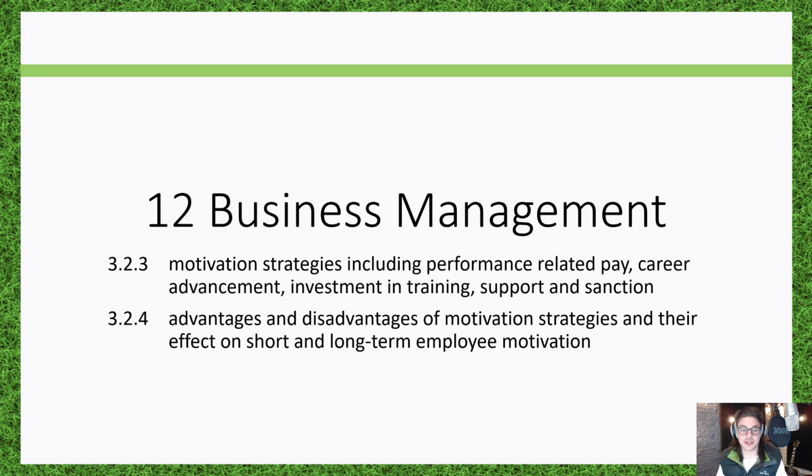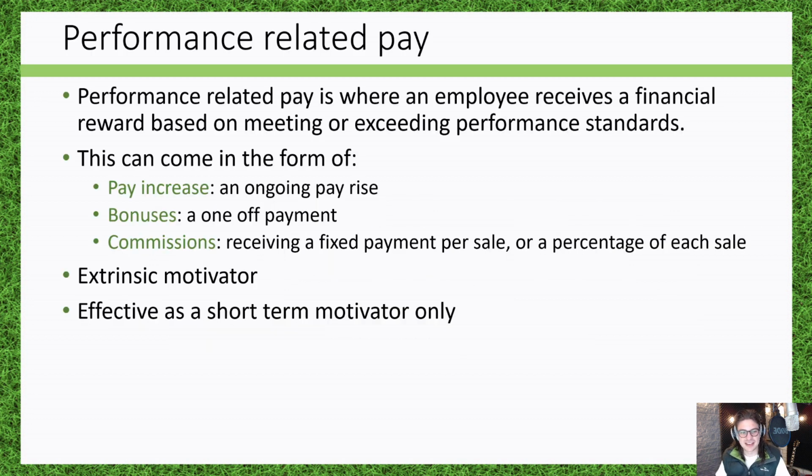And the following key knowledge point, 324, the fourth key knowledge point in this area of study, where we look at the advantages and disadvantages of each of these motivation strategies and determine whether or not they're going to work as a long-term or a short-term motivator and why that is. We're going to do these together because they are basically addressing the same content, and I find it's easier for students to identify a strategy and learn all about it before we move on to a next strategy and then try and come back later.